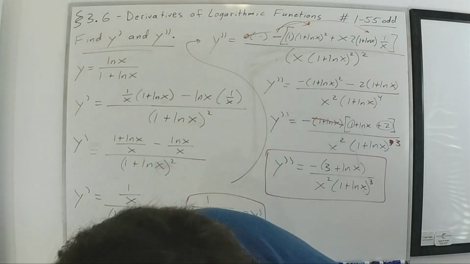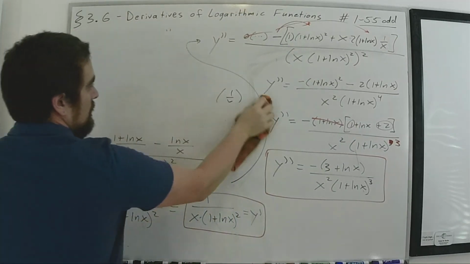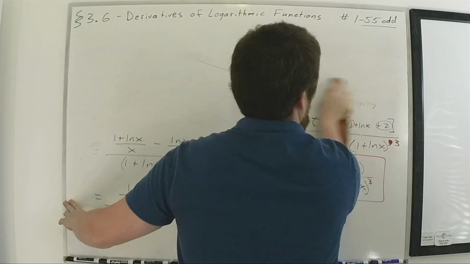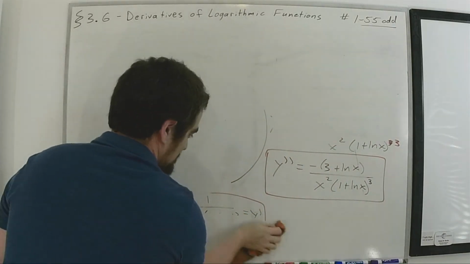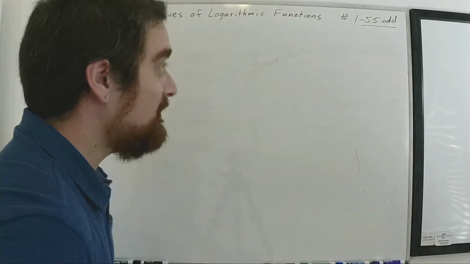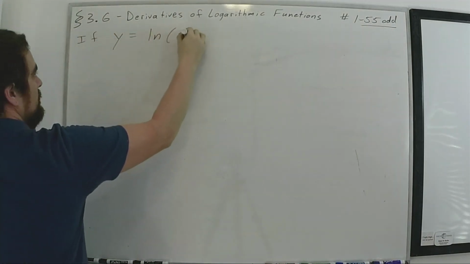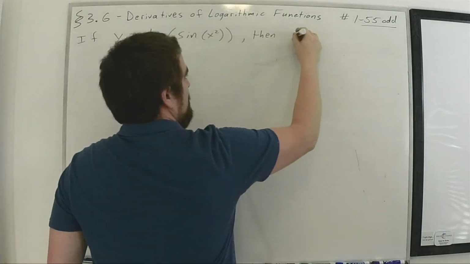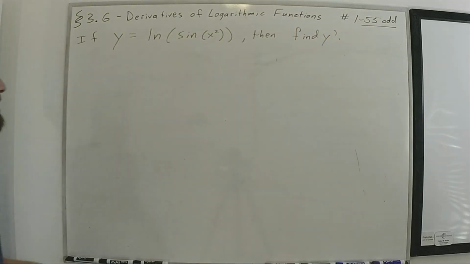Since we're only at 40-something minutes, if you're one of those people that says, "Yeah, I get it," then you're good. But I just set a function that I kind of like, so I'm going to do it. If y is equal to log of the sine of x squared, find y prime. So I said it, let's do it.